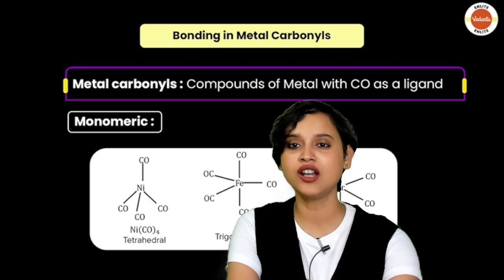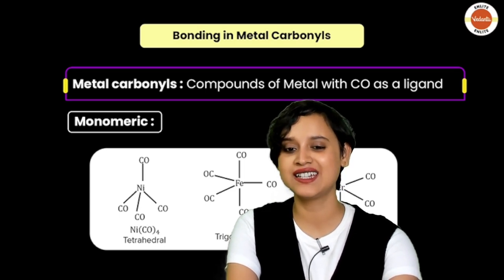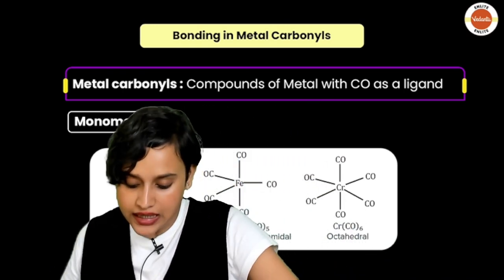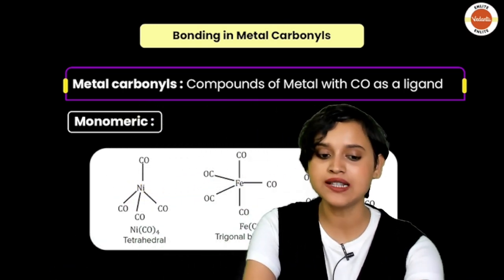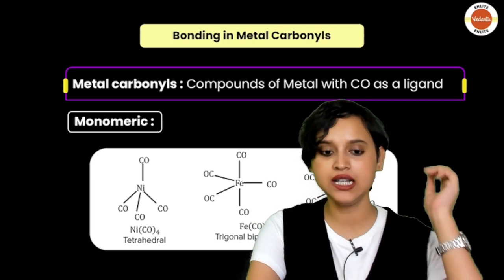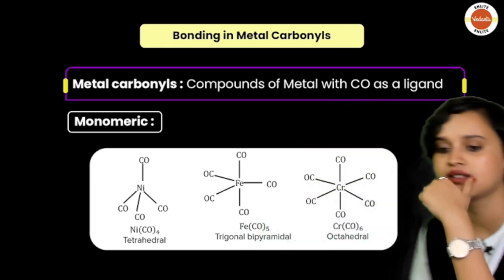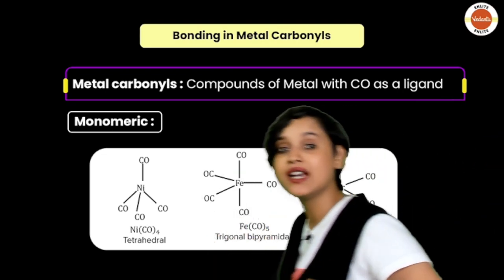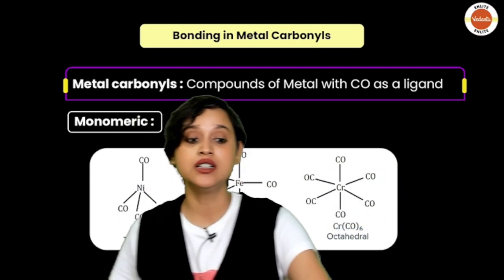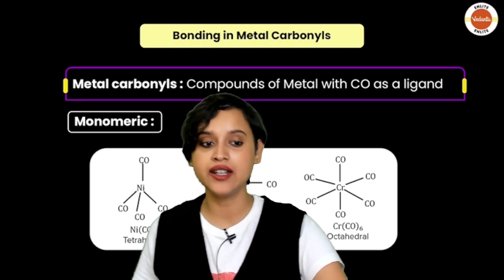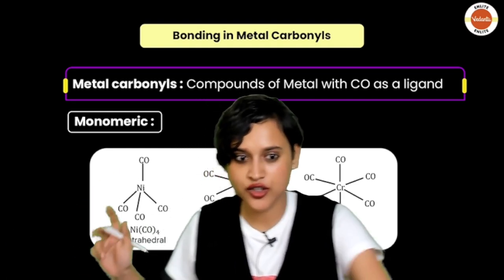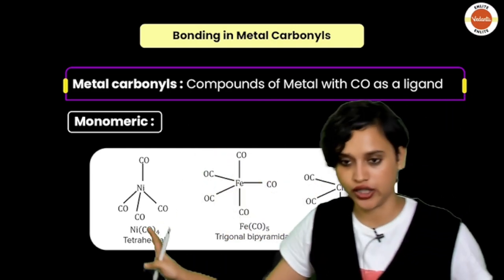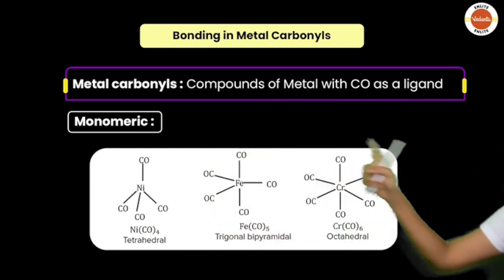Moving on. Let's take a look at metal carbonyls. Please take a look at the structures, everybody. Do you see that there is only one metal and the carbonyl ligands are surrounding it? One metal, only one metal atom per molecule. In each molecule, there is just one metal atom.